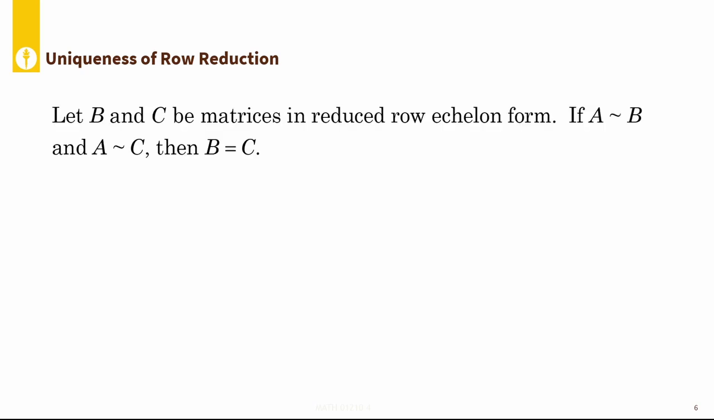So you have 2 matrices, B and C, both in reduced row echelon form. If A is row equivalent to B and A is row equivalent to C, then B and C are the same. This says that the row reduced form of a matrix is unique. There's only one. Notice it doesn't say anything about row echelon form. That is not unique.